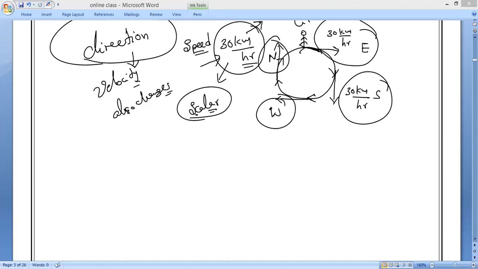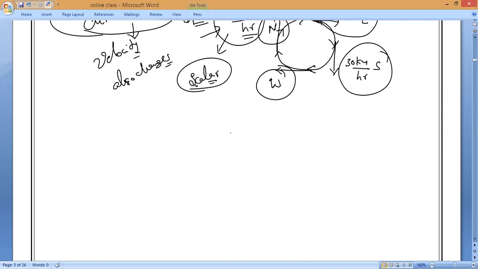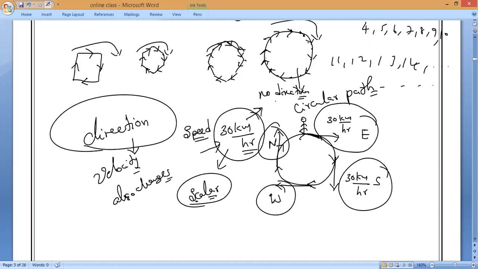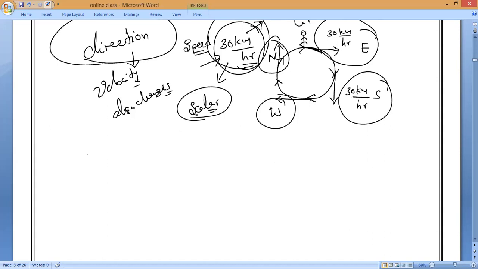When a body moves in a circular path with a uniform speed or constant speed, we say its motion is called uniform circular motion. Understand? So now, what is Arun Kailash's speed? As I said, 30 kilometer per hour. So if he is continuously moving with the same speed, then he is in uniform circular motion. Do you understand, everybody?